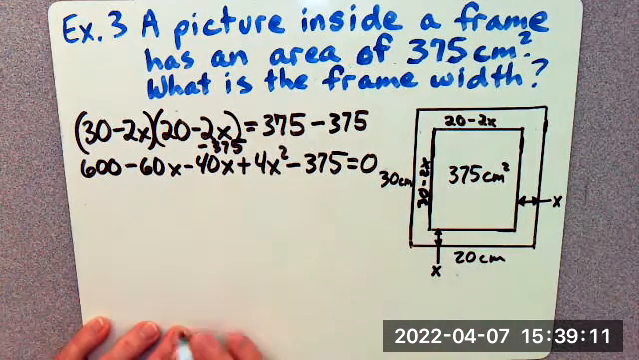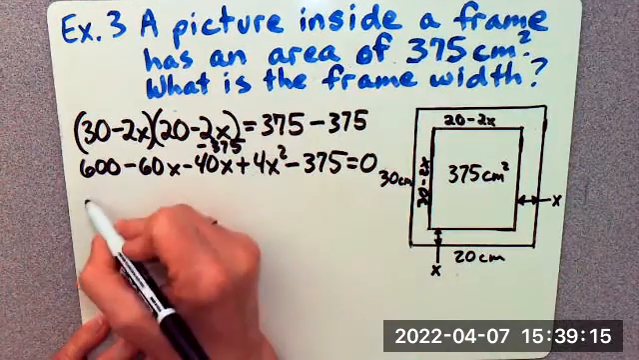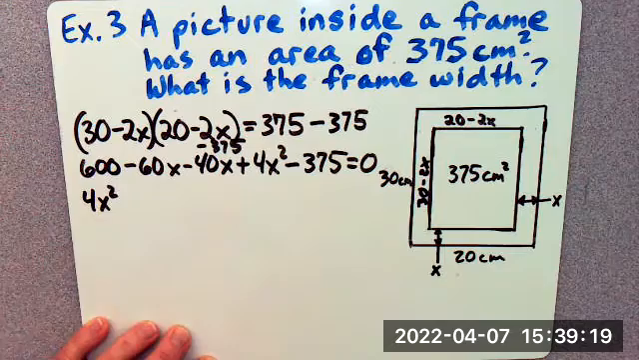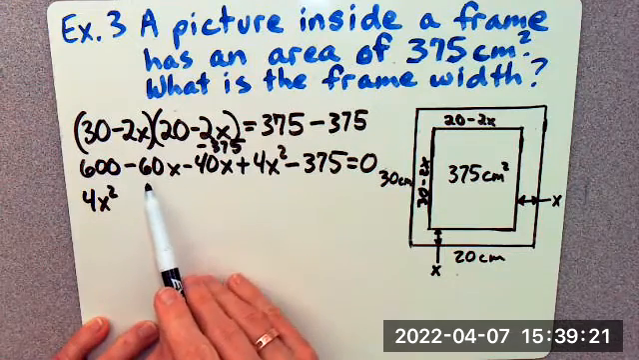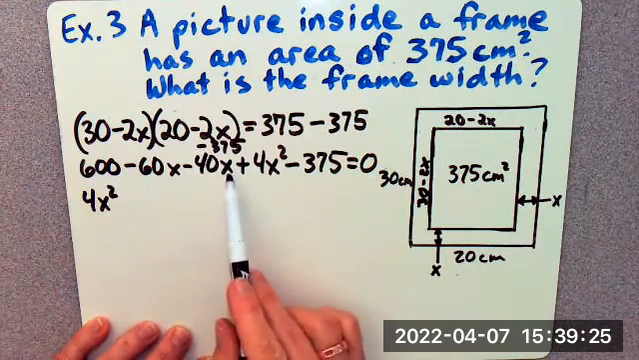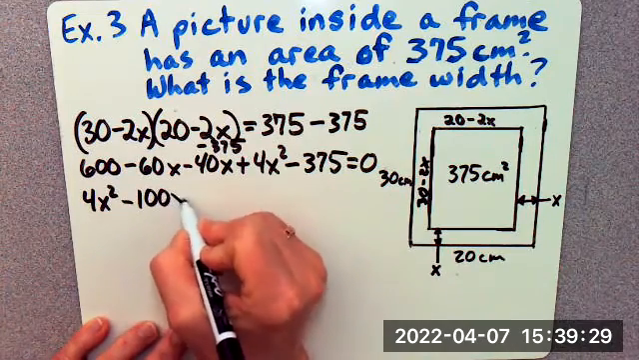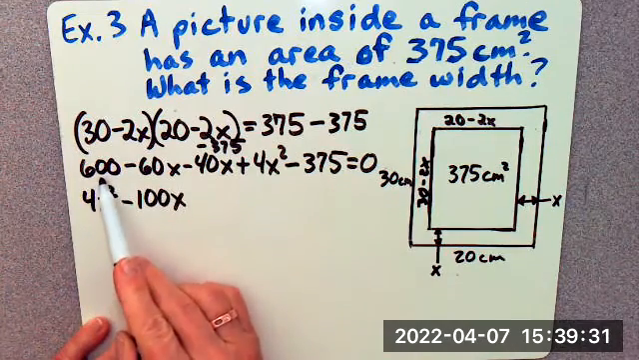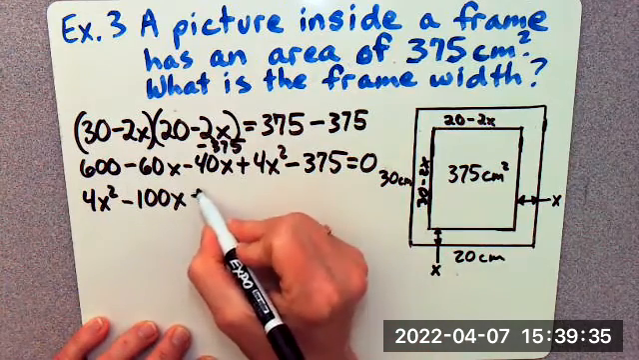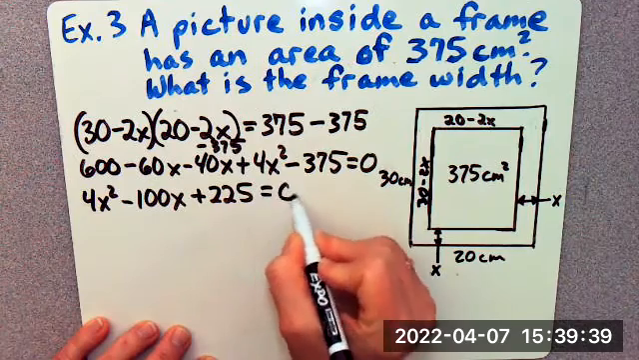Right, let's reorder this into standard form of an equation. So the 4x squared is the highest degree monomial, so it goes here. The next higher degree would be the x term. So let's combine them. Negative 60x minus 40x is negative 100x. And then we have 600 minus 375, which is positive 225, and that equals 0.